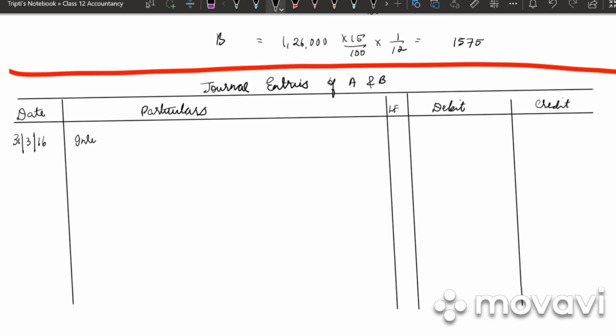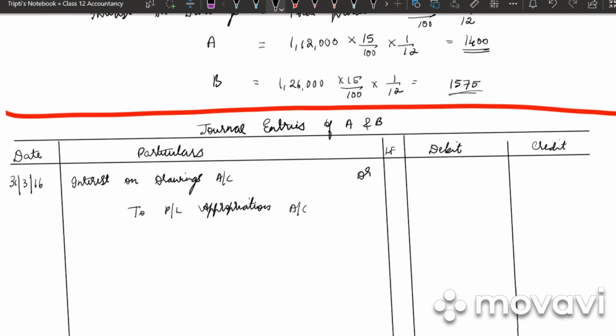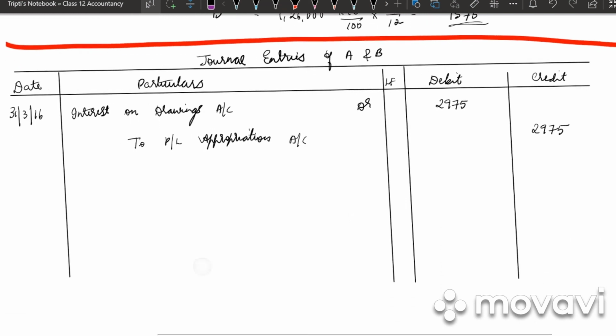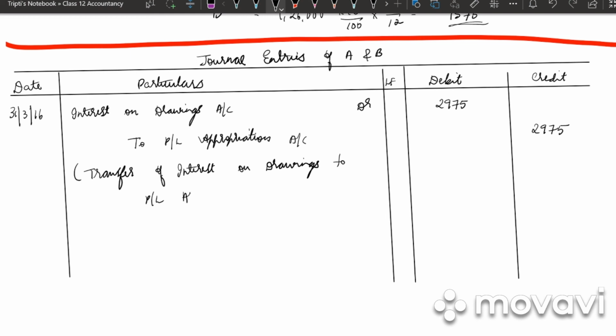It is interest on drawings account debited to profit and loss appropriation account. So what is the total? 1,400 plus 1,575. It is 2,975. 2,975. We'll write the narration. Transfer of interest on drawings to profit and loss appropriation account.